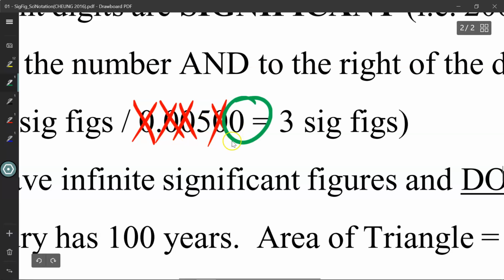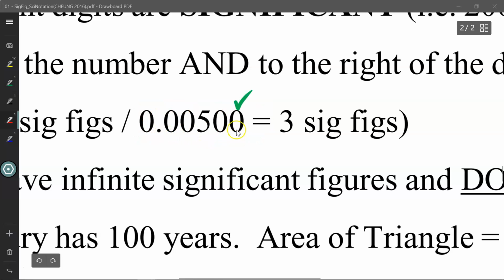But this one is the last digit in the number, and it is to the right of the decimal place, so it's considered to be a terminating 0. So rule 3, this terminating 0 is significant. Rule number 1, non-zero values are significant. And rule number 2, any zeros between significant values are also significant. And so we have 3 sig figs in this particular number.